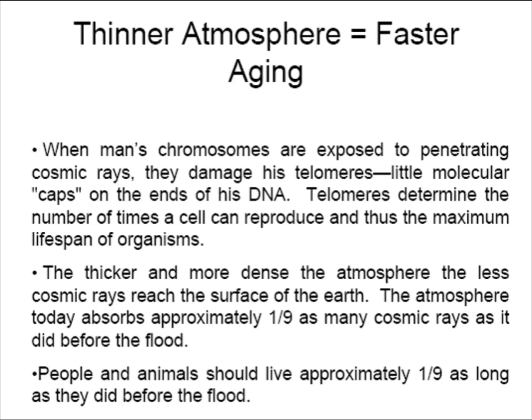Now, if you look at aging, we know from the cells in your body that the way they age is by reproducing, and that there are telomeres, little caps on the DNA molecules, and these telomeres determine the number of times your cell can reproduce before it dies. And we know that cosmic rays coming into the Earth destroy some of the telomeres and reduce the number of times that the cell can reproduce.